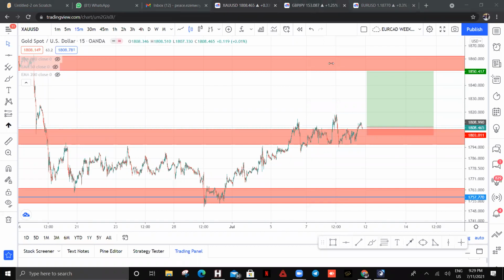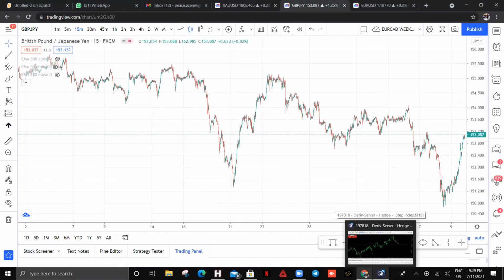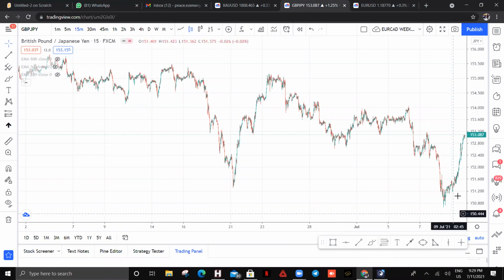So the next is GJ. I spotted a sell on GJ. I actually took the sell, but I closed in loss. Why? Because it wasn't ready. So I had to close in loss.